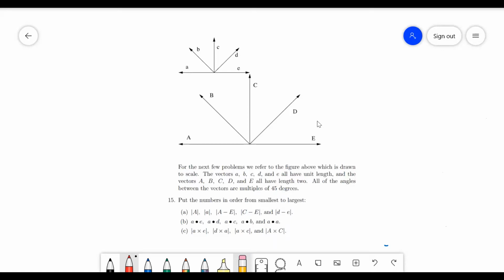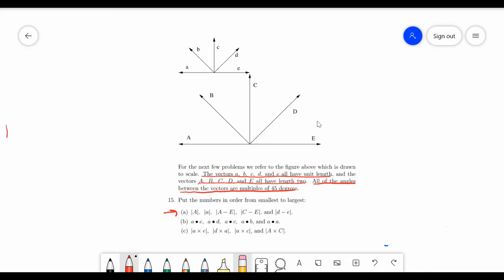Some things to note is that our lowercase letters all have unit length, and our uppercase letters all have length 2. And then finally, another really important piece of information is that all the angles between the vectors are multiples of 45 degrees. Okay, so let's go ahead and get started. We'll jump right in with part A here. They want us to put these values in order from smallest to largest.